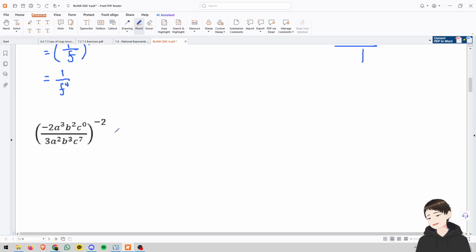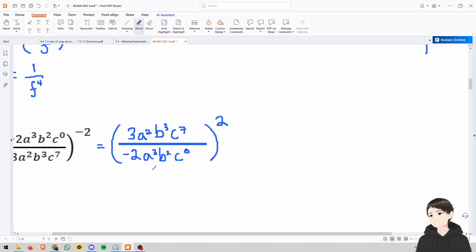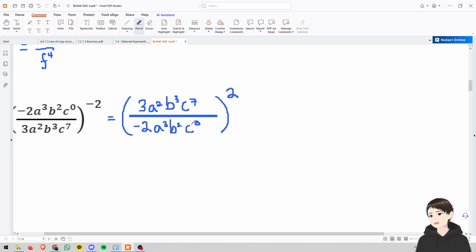I'll show you one. I'm going to deal with that negative exponent and write it as a positive 2. And what does that mean? It means that the 3a squared b to the power of 3 and c to the power of 7 is now the numerator, and the negative 2a cubed b squared c to the power of 0 is the denominator. Okay, and look, c to the power of 0, anything to the power of 0 is a 1, so I don't even have to write this part.